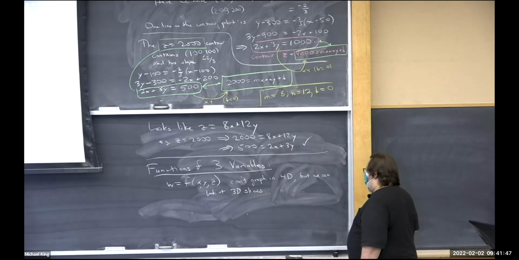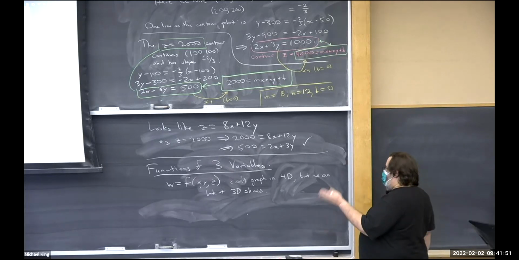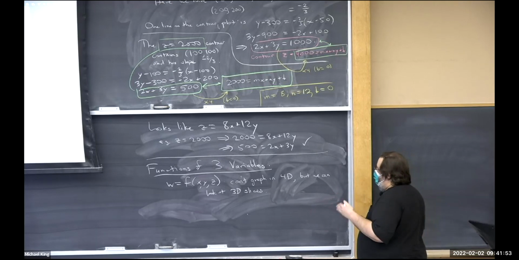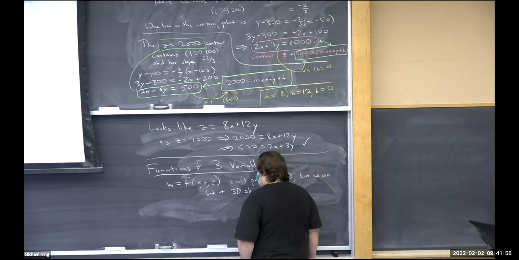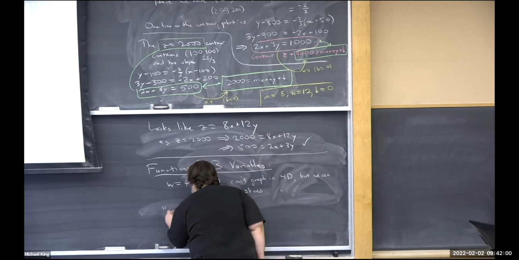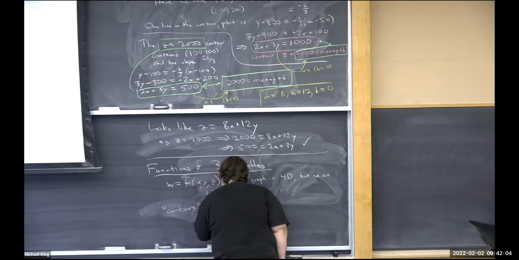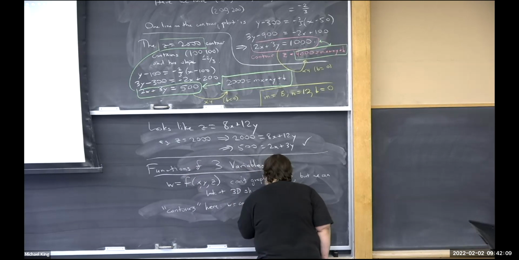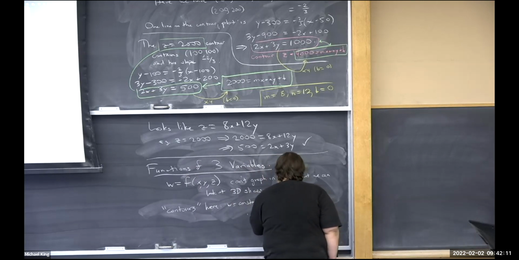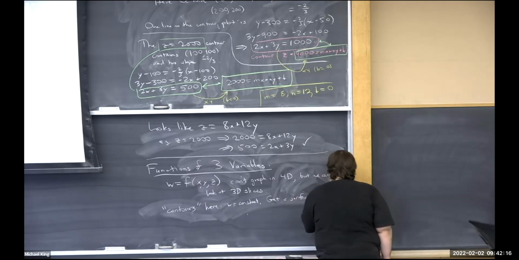So for example, we could think about doing x equals constant, y equals constant, z equals constant cross sections, but mainly what we started to do is just think about w equals constant, so contours. So contours here is where w equals constant, and you get a surface in 3D, right? In x, y, z space.